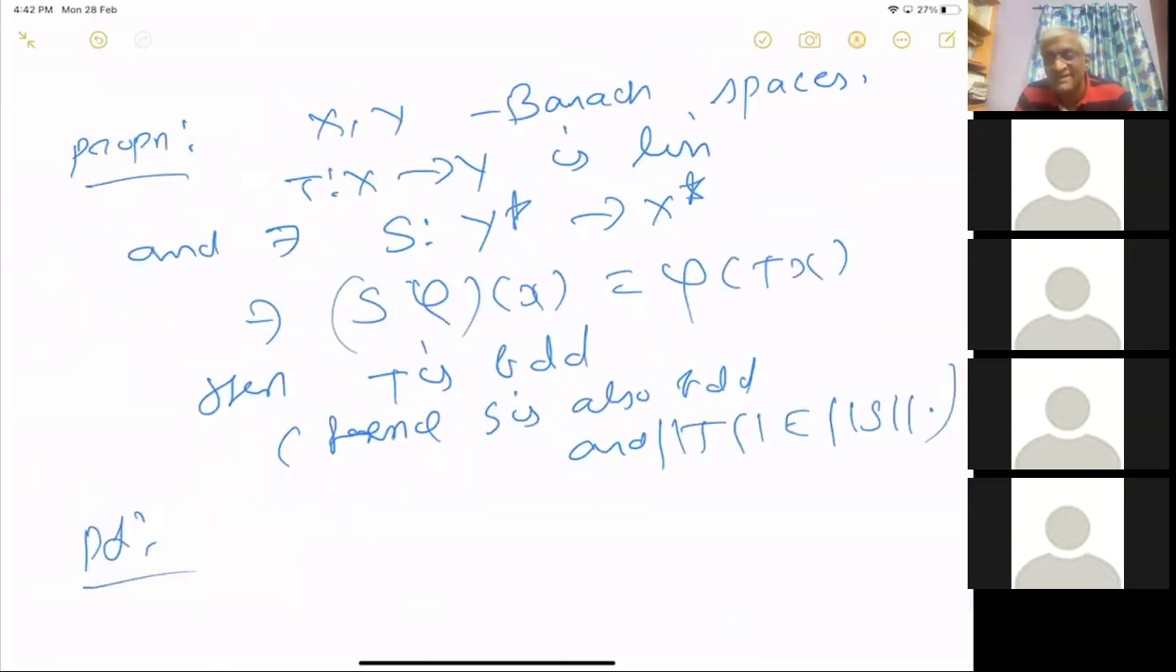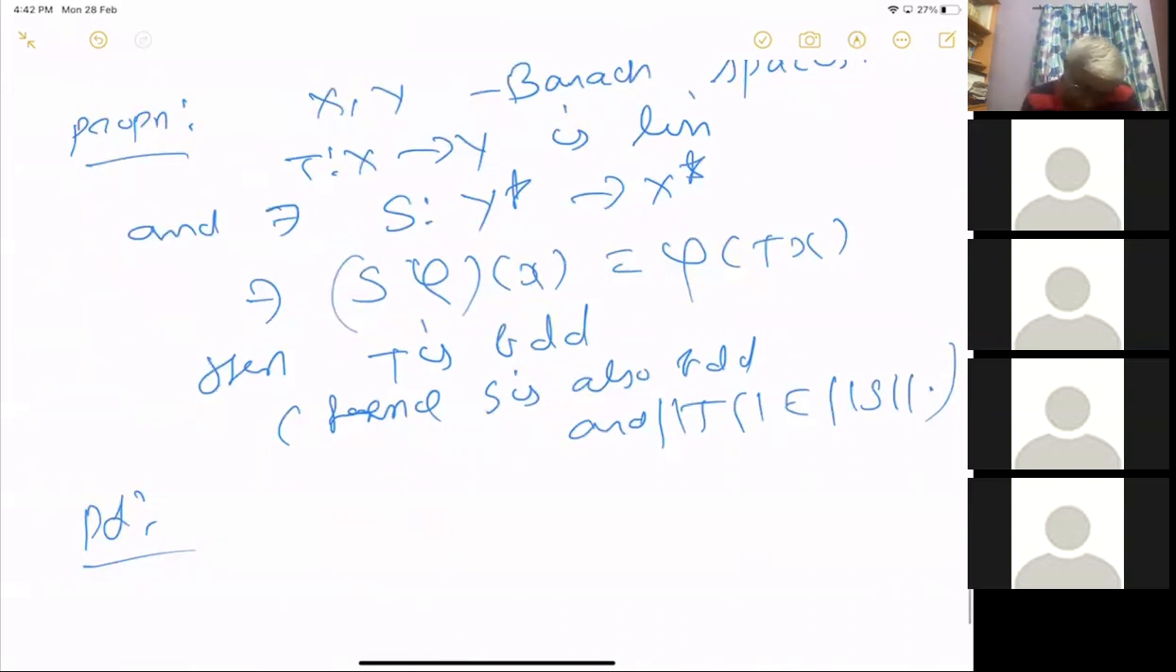I mean, this says that if you have a linear map for which the adjoint exists in this sense, then it is bounded. That's what this says. So the proof is direct. Maybe I should leave it as an assignment. Okay, I will do it. So you have to verify that. What do you have to verify? You have to use the closed graph theorem. You want to prove T is bounded.